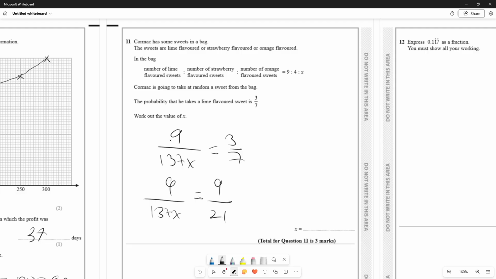And the numerators are the same, so the denominators must be the same because they are equal. So now we have this equation, and we get x equals 8, which is the correct answer. Okay.